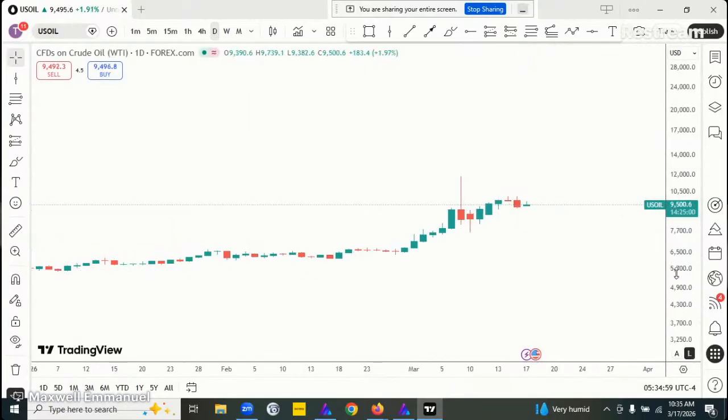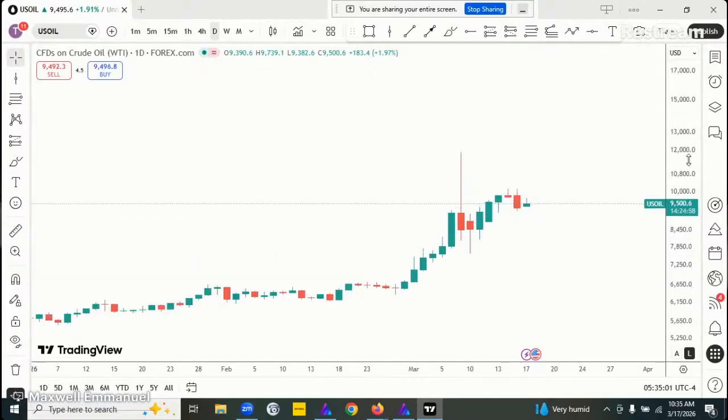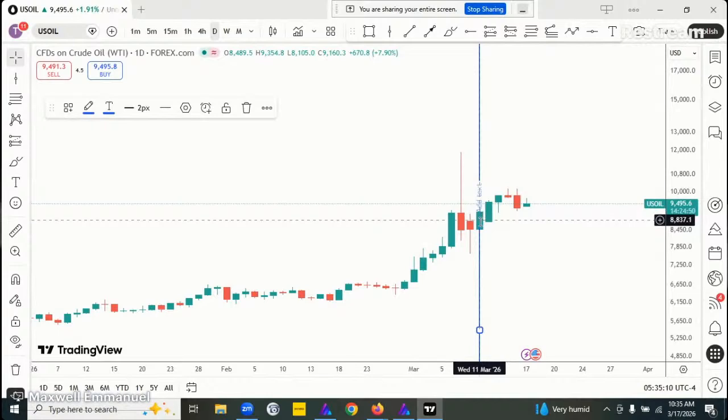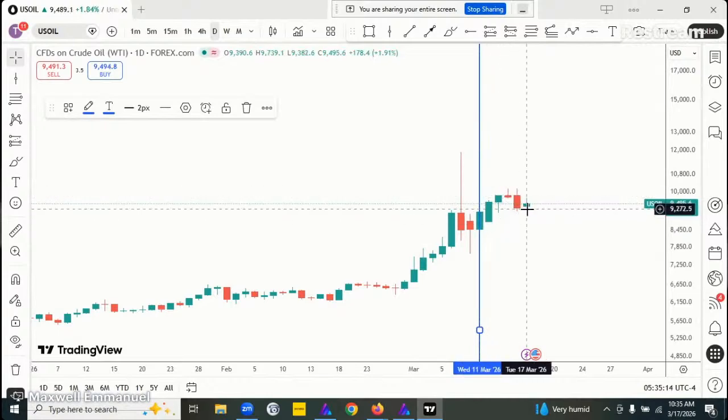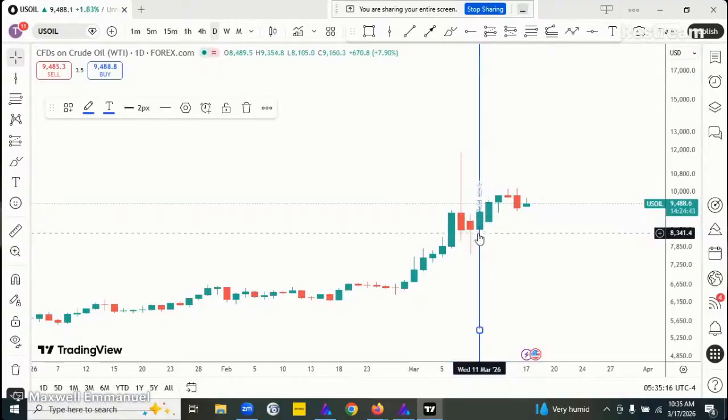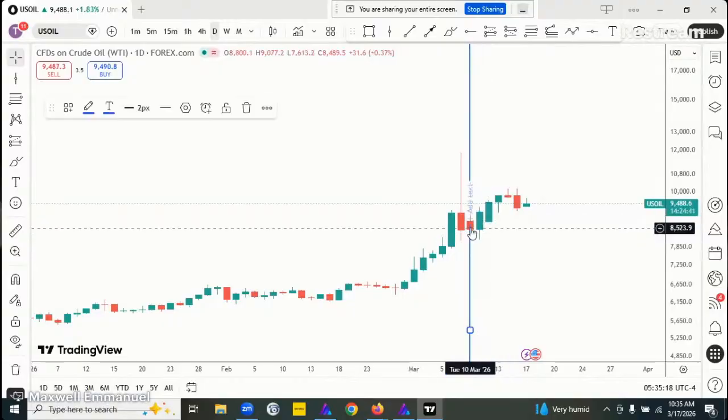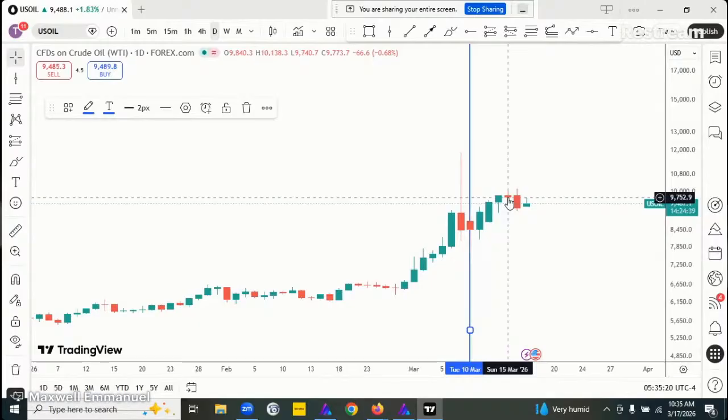So after the close of last week's candle, this is 1, 2, 3, 4, 5. These five candles make up one week candle. So this was the first candle for last week. This is Monday, this is Tuesday. So it started from this point. 1, 2, 3, 4, 5. So this was the last candle for last week, and you can see it's a bearish reversal pattern.